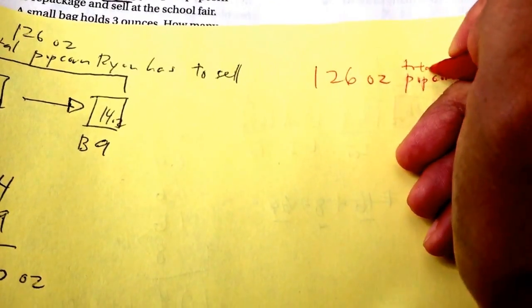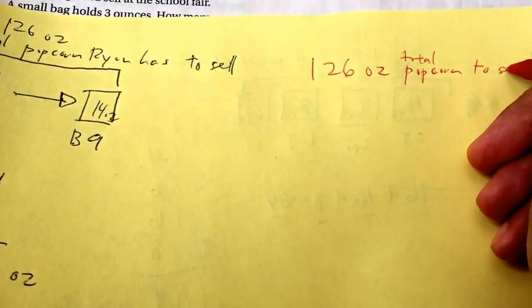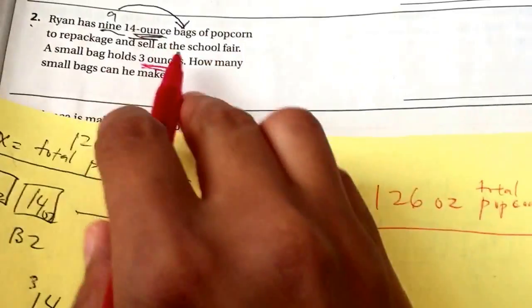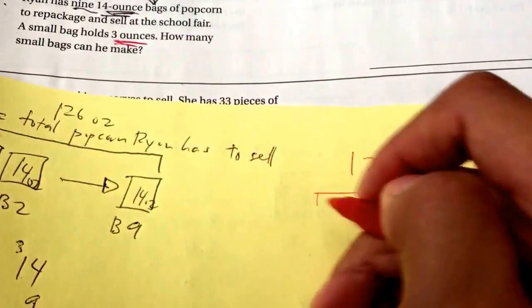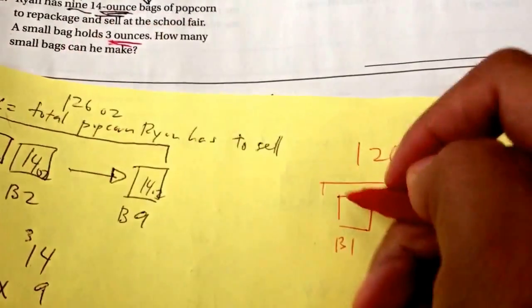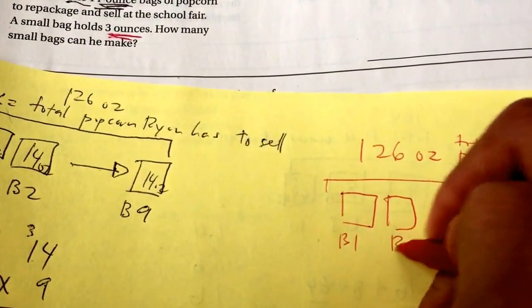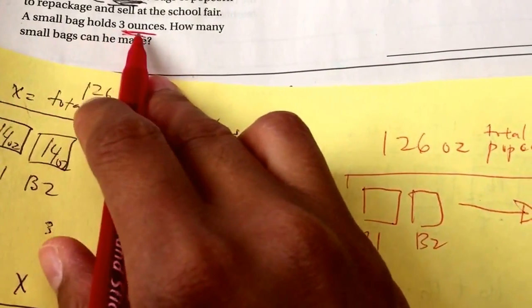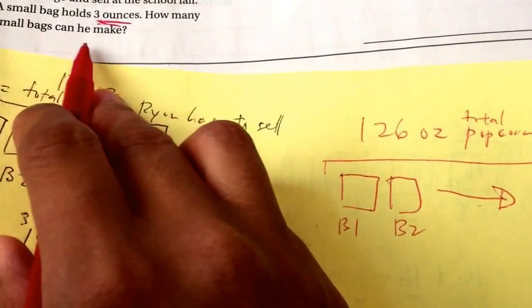So that's your total popcorn to sell. And what he's going to do is bring them into small bags. So here is bag 1. Here is bag 2. Do you know how many bags he has? A small bag holds 3 ounces. How many small bags can he make?